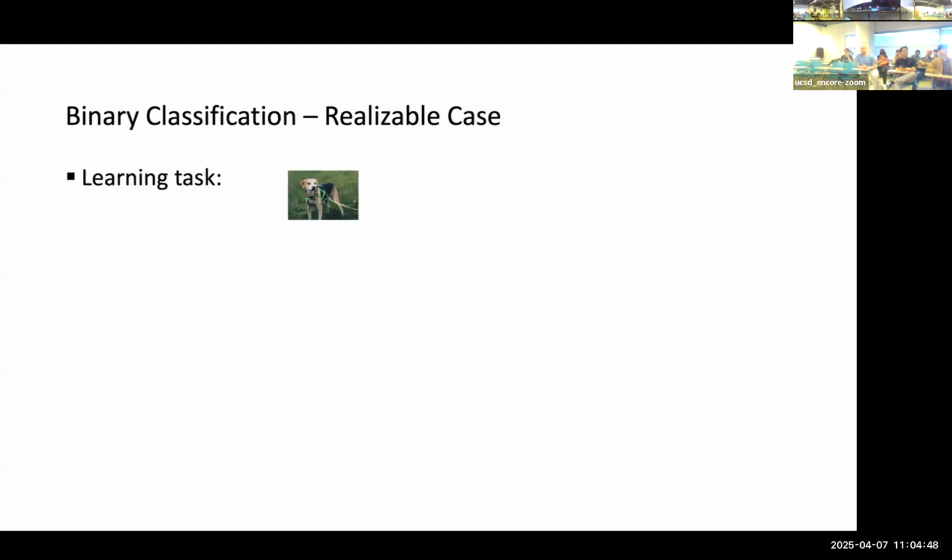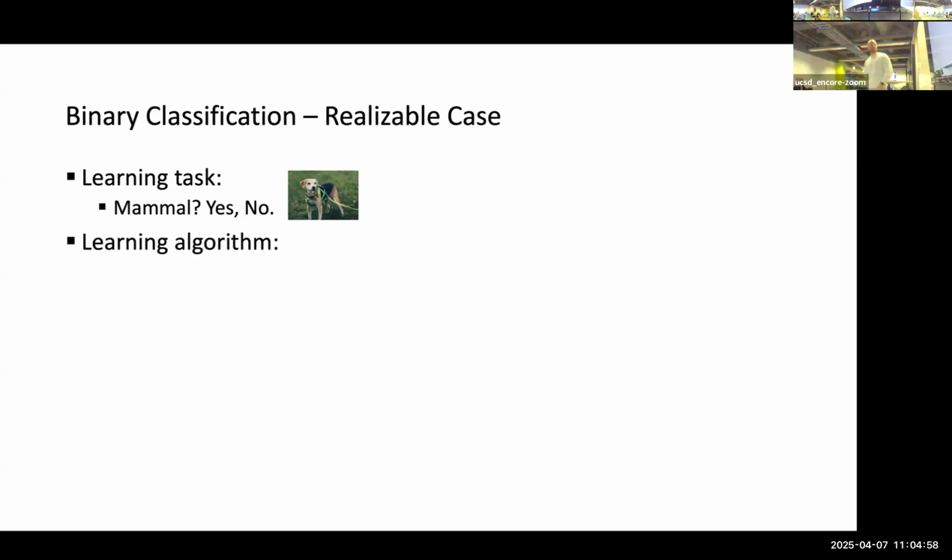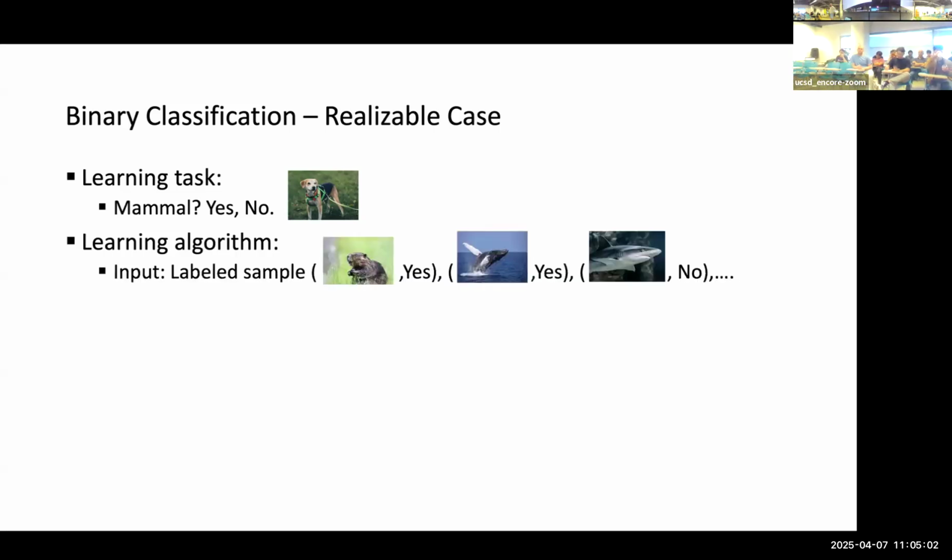Okay, so what's the setup? I really want to thank my student first for preparing this first half of the slides. So we're looking at binary classification in the so-called realizable case. What's the idea here? We have a machine learning task. For instance, we get pictures of animals and we have to predict whether this is a picture of a mammal or not. So the 2 classes are yes and no in this instance. And for this task, we have to come up with a learning algorithm.